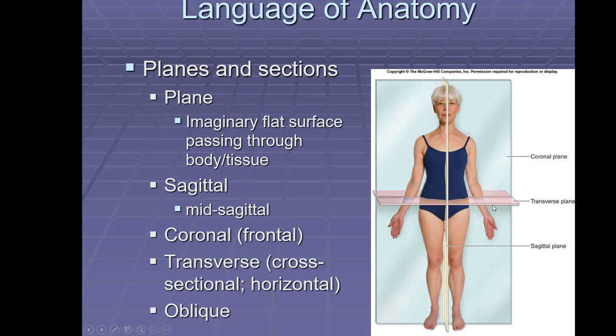So the transverse plane divides the body into top and bottom. The sagittal plane divides the body into left and right. If it's exactly in the middle, it's called the mid-sagittal plane. And then the coronal plane divides the body into front and back. The oblique plane, even though it's not labeled here, is any plane that runs at an angle to the body.